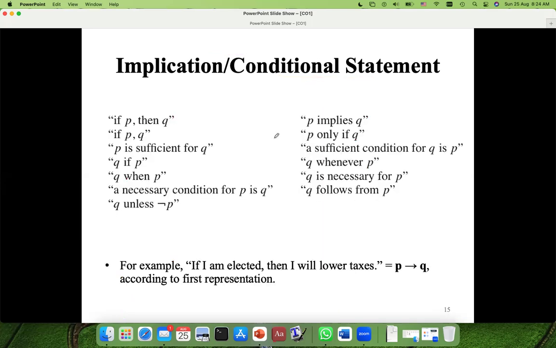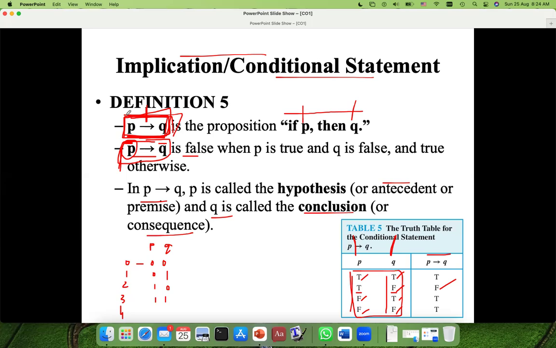So now, for P implies Q, what is the truth table? What is the definition? It would be false when the first one is true and the second one is false. It would be false there, and true for all others.